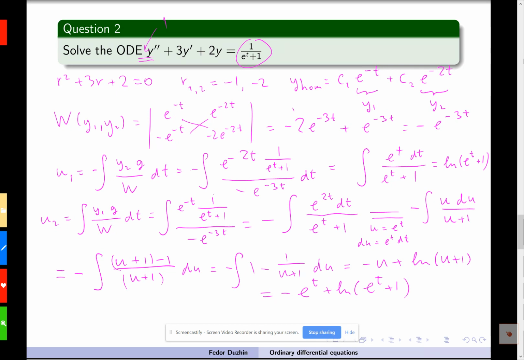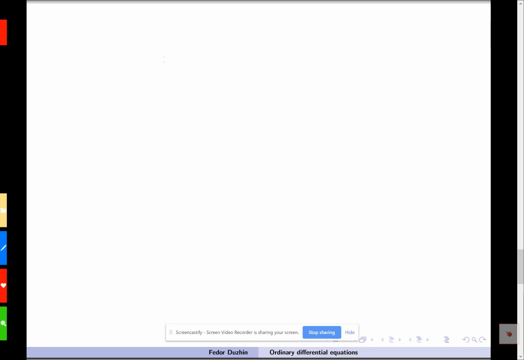Okay, so finally we just need to substitute it. Now y is going to be u1 y1 plus u2 y2. This is the particular solution, plus c1 y1 plus c2 y2. This is the general solution of the homogeneous equation.